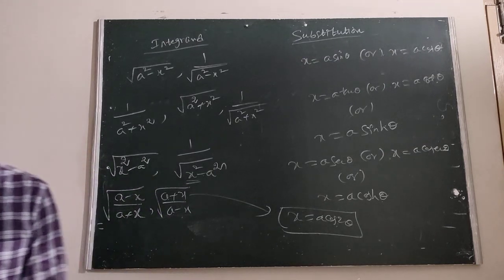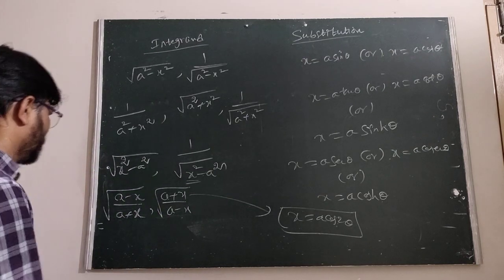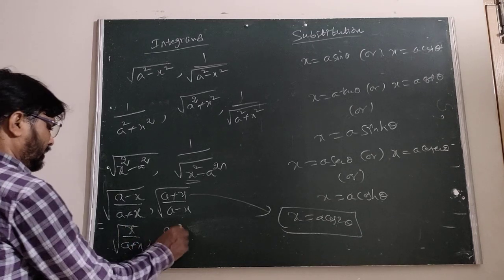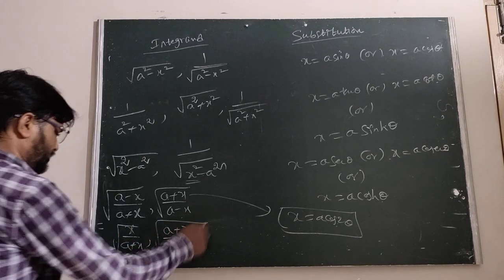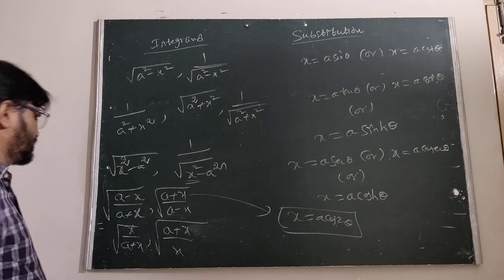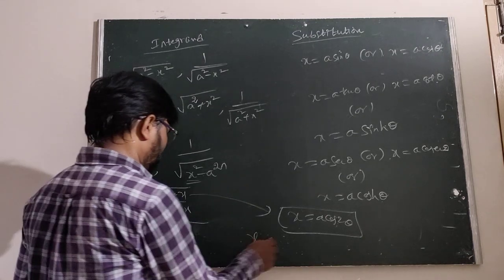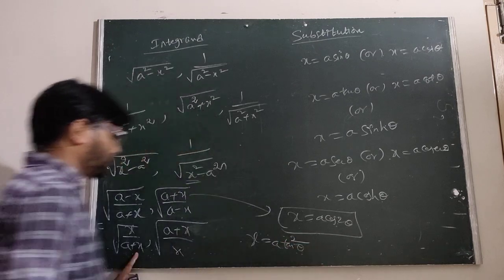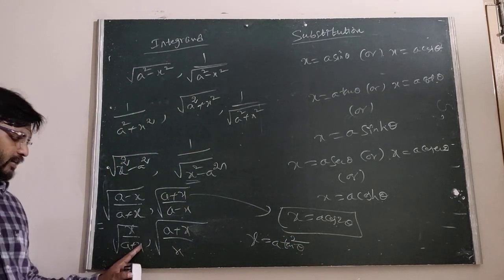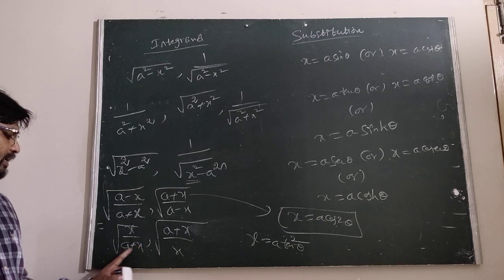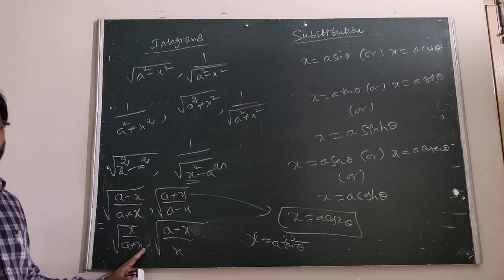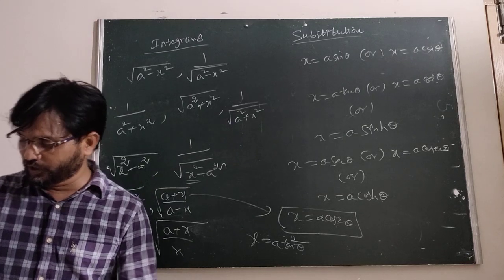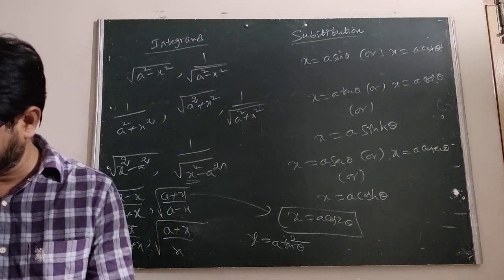Now we are going to discuss another one: under root x by a plus x, and at the same time a plus x by x. Here we take x equal to a tan square theta. Suppose we take x equal to a tan square theta, then it becomes 1 plus tan square, that is secant square theta. This is the suitable substitution: x equal to a tan square theta.